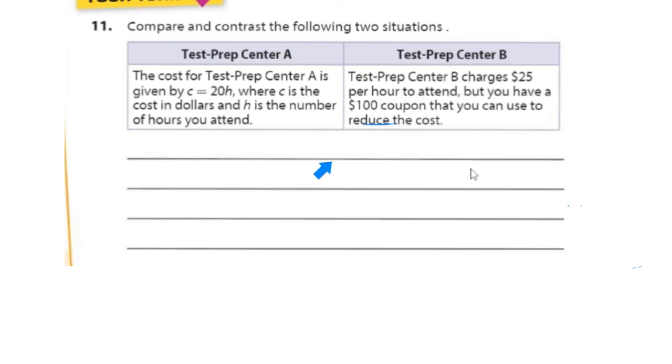All right, and here's a your turn. So we have Test Prep Center A, Test Prep Center B. There's some information about each, and you have to compare and contrast. Same idea. Just tell me if they're proportional or non-proportional, things like that.